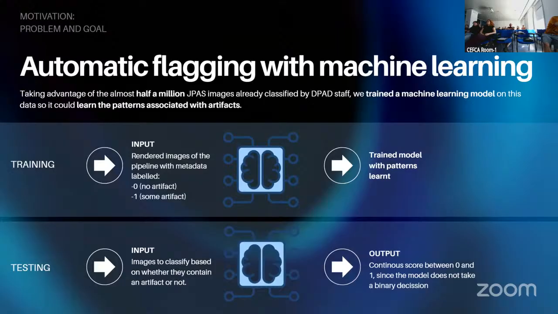So we give the model a set of images, and we ask the model to classify the images. But one important thing here is that the model is not going to take a binary decision for us. The model is going to give us a continuous score between 0 and 1, meaning that with values at or close to 0, the model is quite sure that there's nothing on the image. But if we get values of 1 or close to 1, that means that the model is quite sure there's something in that image.